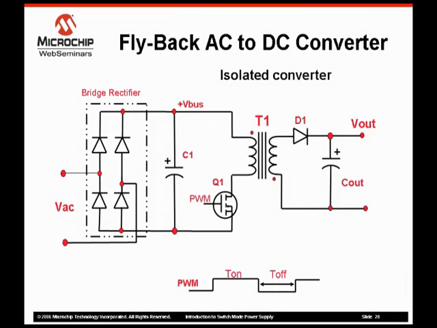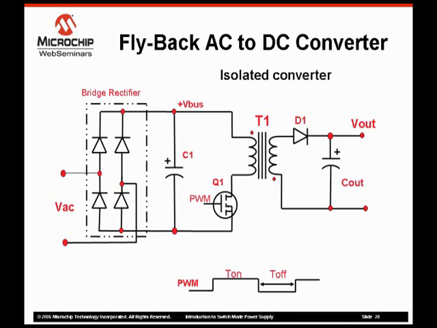Flyback AC to DC converters. The flyback converter uses the transformer as the energy storage device as well as an energy transfer device. This is different from other transformer-based topologies and is recognizable from the polarity dots on the transformer that are reversed from primary to secondary windings.